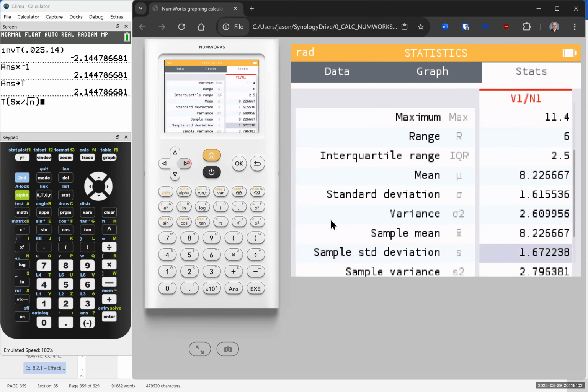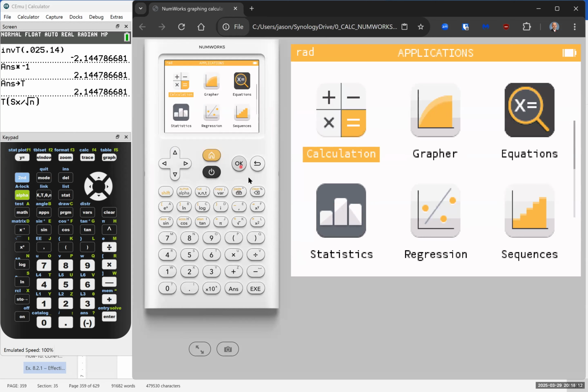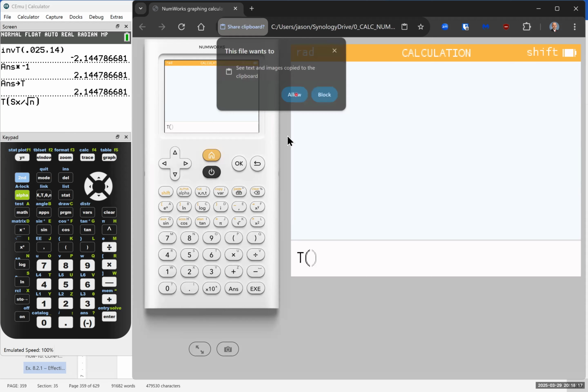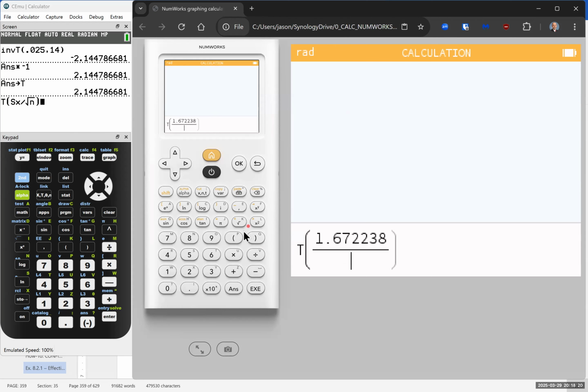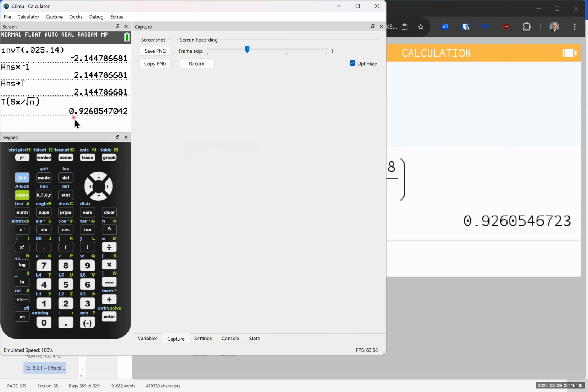But for now, I'm just going to grab this number and copy it, then come back out to here and paste it, and then divide by the square root. This time I'm just going to type in 15 and then hit right a couple times, then parentheses and execute. And let's do it over here. Okay, so we're getting the same answer of 0.926, 0.926.